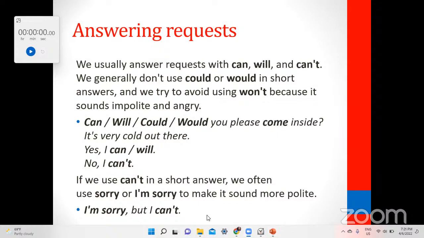Answering requests. We usually answer requests with can, will, and can't. We generally don't use could or would in short answers. And we try to avoid using won't because it sounds impolite and angry. Can, will, could, would you please come inside? It's very cold out there. Yes, I can, and yes, I will. No, I can't. If we use can't in a short answer, we often use sorry or I'm sorry to make it sound more polite. I'm sorry, but I can't.